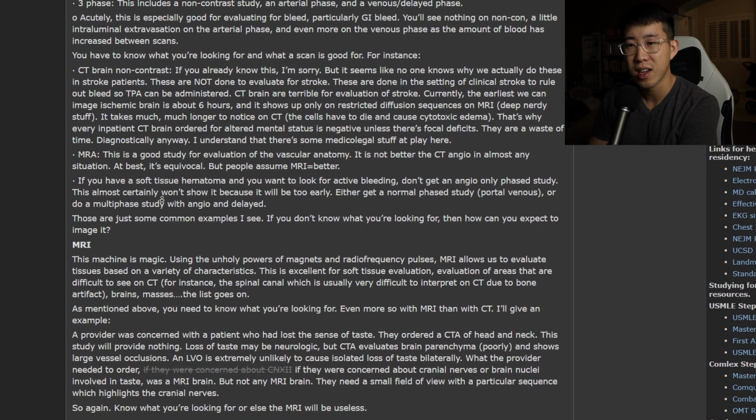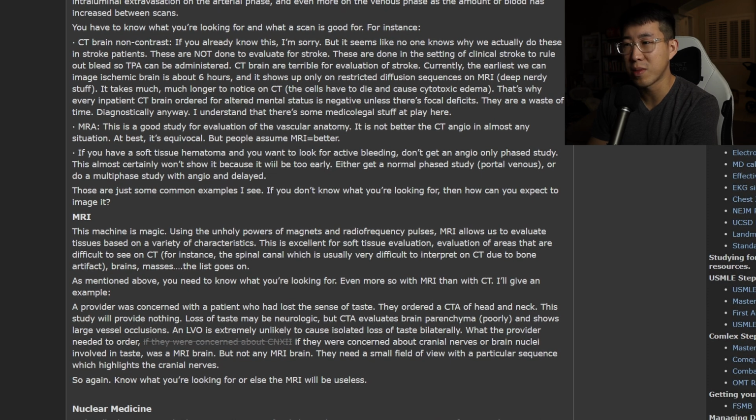If you have a soft tissue hematoma and you want to look for active bleeding, don't get an angio-only phase study. This almost certainly won't show it because it'll be too early. Get a normal phase study or do a multi-phase study with angio and delayed.